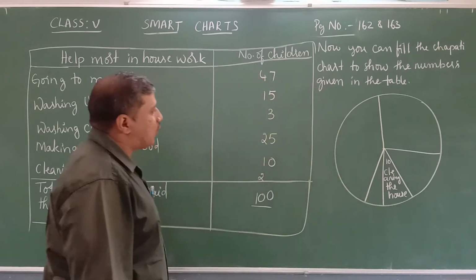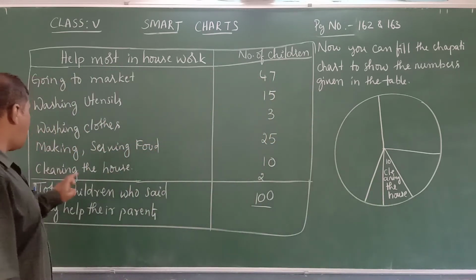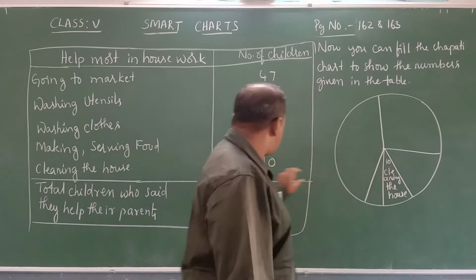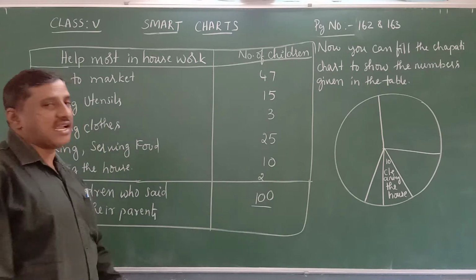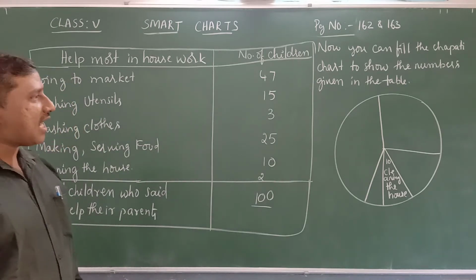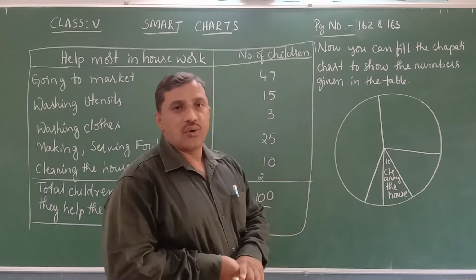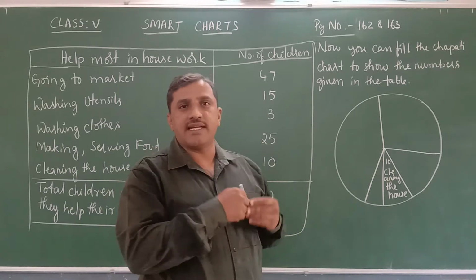One is done for you, that is cleaning the house. How many of them are helping? 10 members. So 10 students are helping in cleaning the house. Now you see the figure. Do you find all the parts are the same? No. Some are very big, some are small.